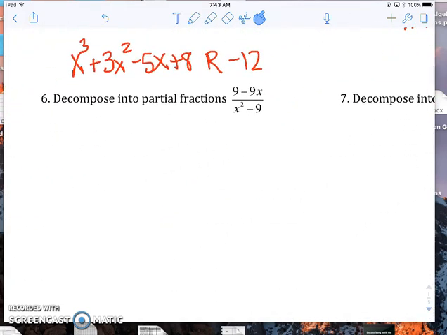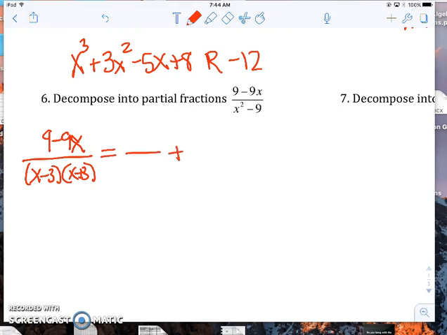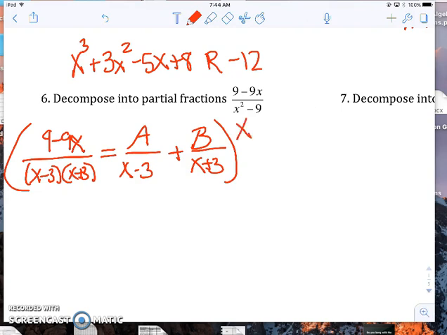The next one we're going to look at is decomposing into partial fractions. So again, the first thing we need to do is factor. So 9 minus 9x divided by, let's see, that factors into x minus 3 and x plus 3. So partial fractions, we need our two fractions, a and b, but our denominators, we must have x minus 3 and x plus 3. So now, similar to other ones, clear the fractions, so x minus 3, x plus 3.